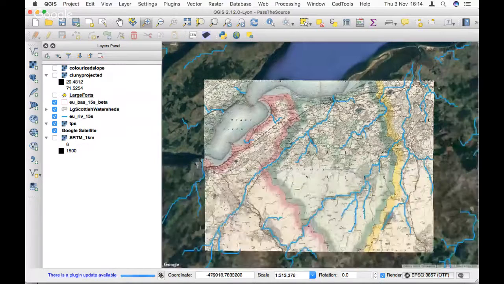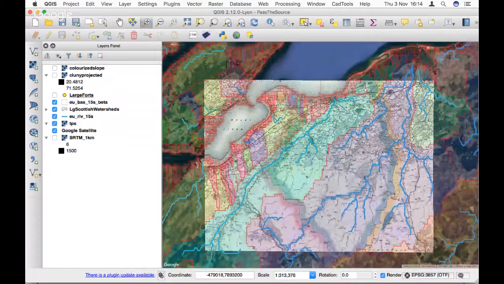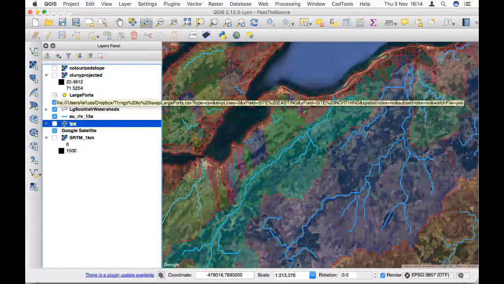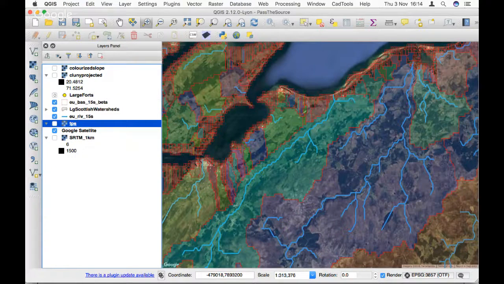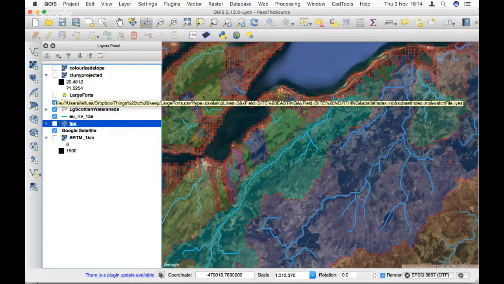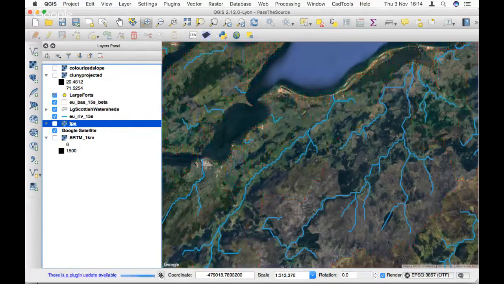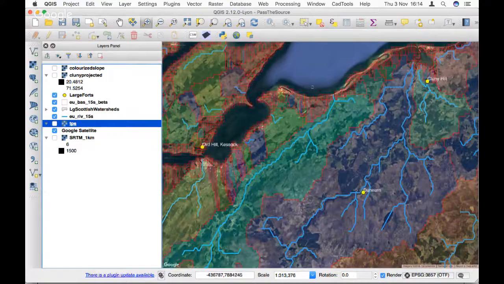We can get rid of this for now. If you want to bring data into a GIS without creating shapefiles, a really simple way of doing that is with CSV, again, which Tom talked about last week, comma-separated values. So here we've got some data that I've downloaded from the rather wonderful Canmore database of sites of large hill forts in the northeast of Scotland.